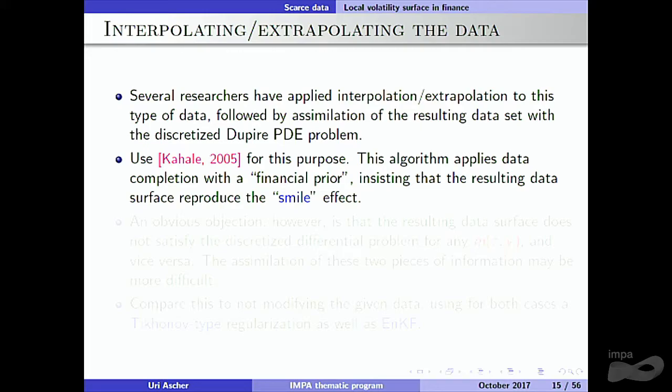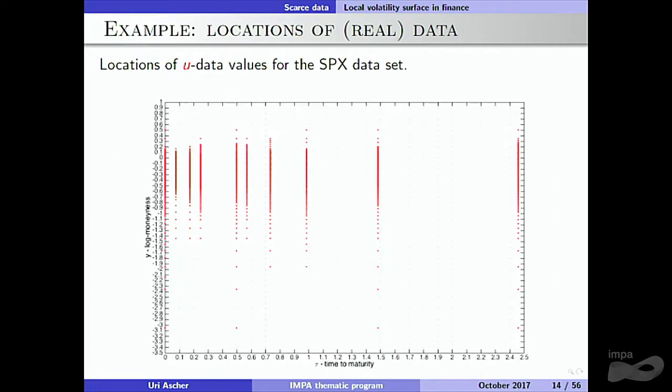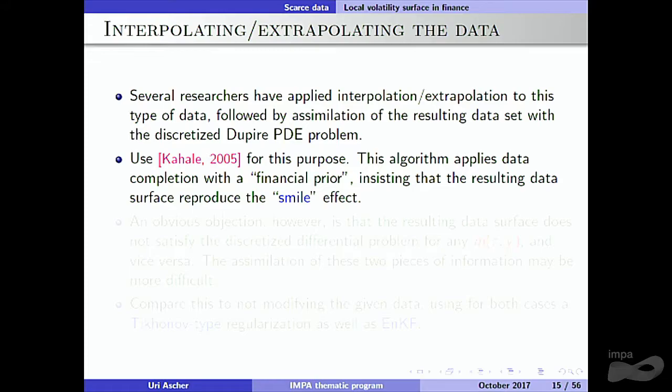And so here, it is not so preposterous to suggest that we just extrapolate the data to have data everywhere. That was proposed and done by several people. There's a paper by Carlo from 2005 where he said we were going to introduce, for the extrapolation, a prior, a financial prior, I called it, that basically produces the smile effect that we are after. First of all, we say what we want, and then we fix the data so that it will correspond to that. That's the cynical interpretation.